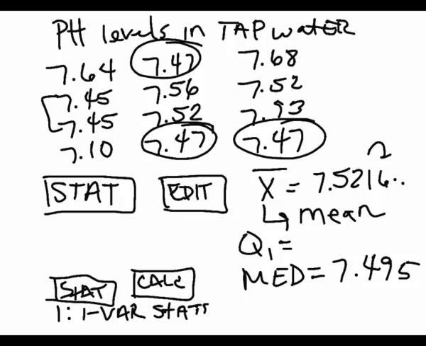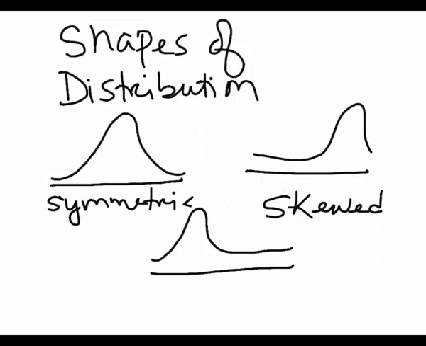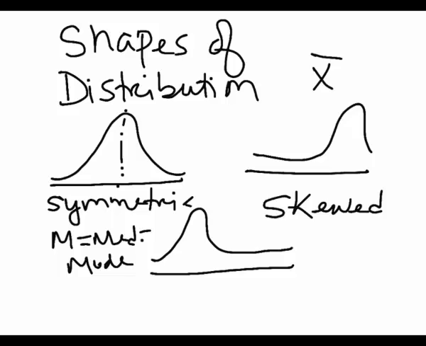Okay, I just want to briefly revisit shapes of the distributions. If your shape is symmetric, that means that your mean, your median, and your mode are all equal to each other, okay? So when we have skewed data, this one right here, for example, your average is going to be greater than your median, because here's your median right here in the middle, right?